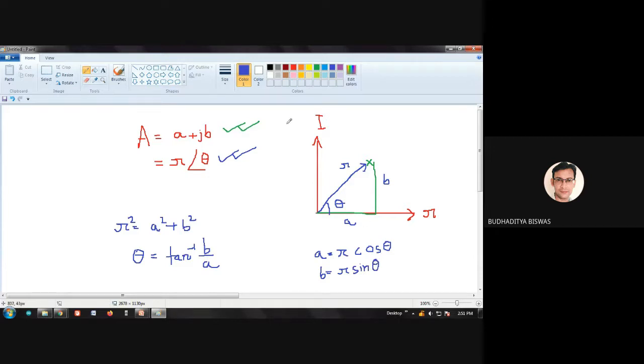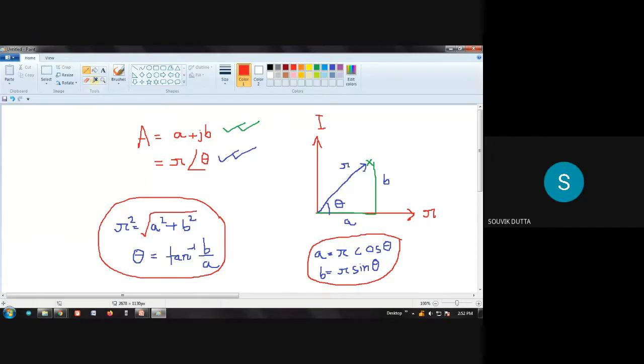So this is the set of formula. If we know the value of r and theta, then using this we can easily find the value of a and b. And this is the other set of formula. If we know the value of a and b, then we can easily find the value of r and theta.